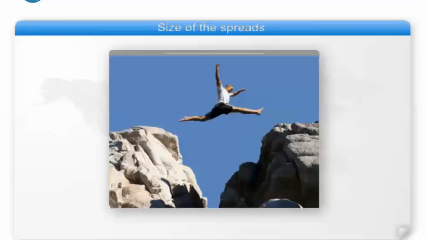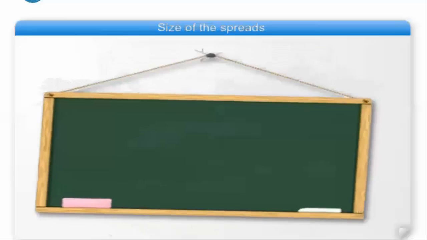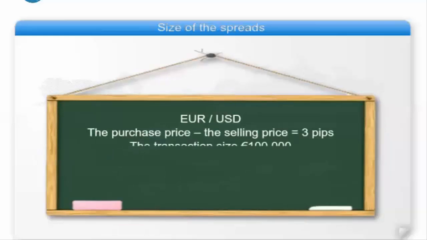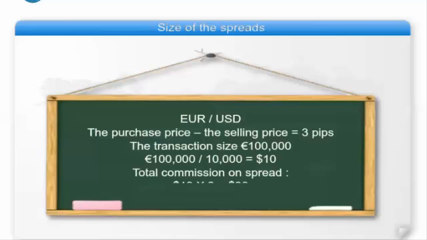Size of the spread. Do you know what the accepted ask-bid spread is for the euro to dollar exchange rate? 3 pips. So in order to perform a transaction of 100,000 euros, which is equal to $152,000, how much commission must we pay? Well, if every pip is equal to $10 in a transaction of 100,000 euros and the spread is 3 pips, we're going to pay $30 in commission, which includes the purchase and the sale.